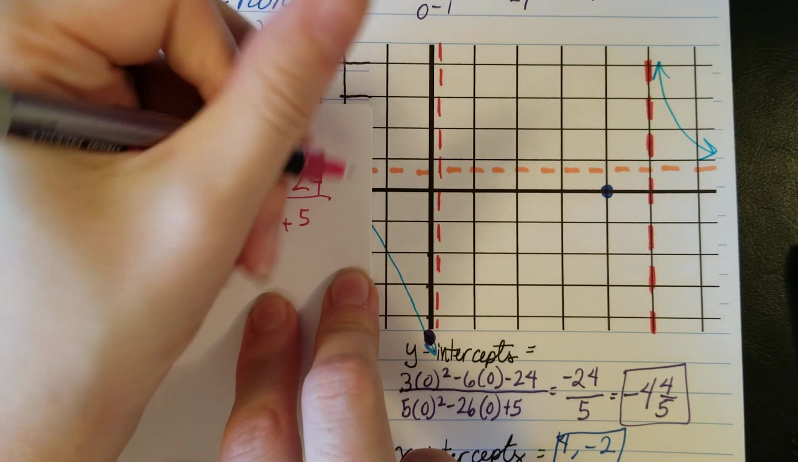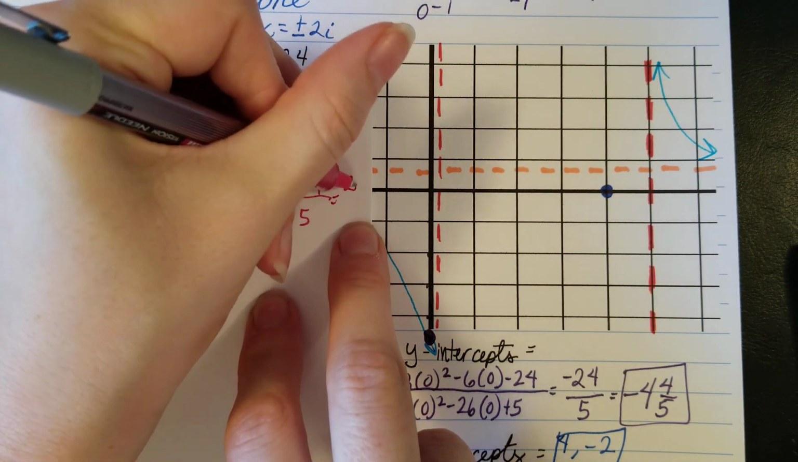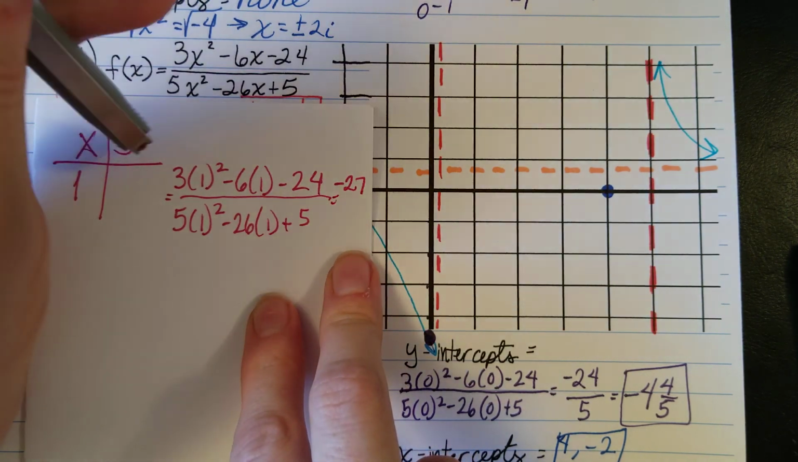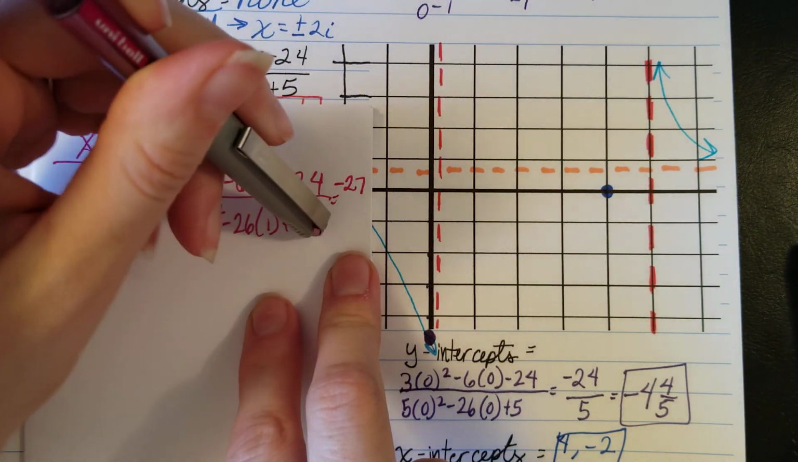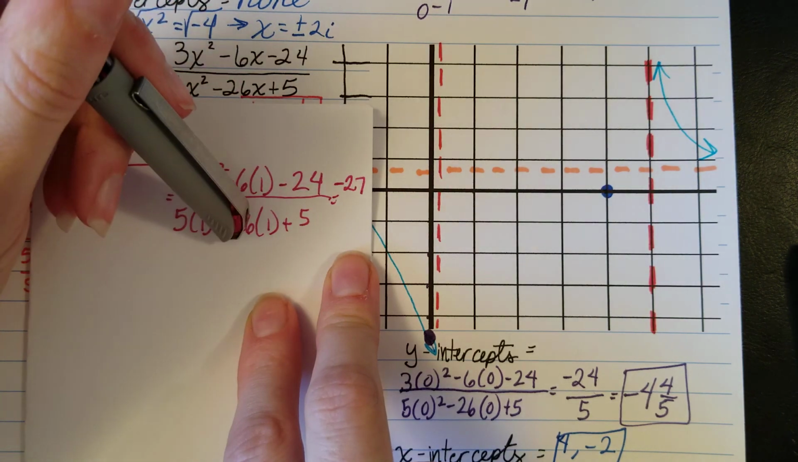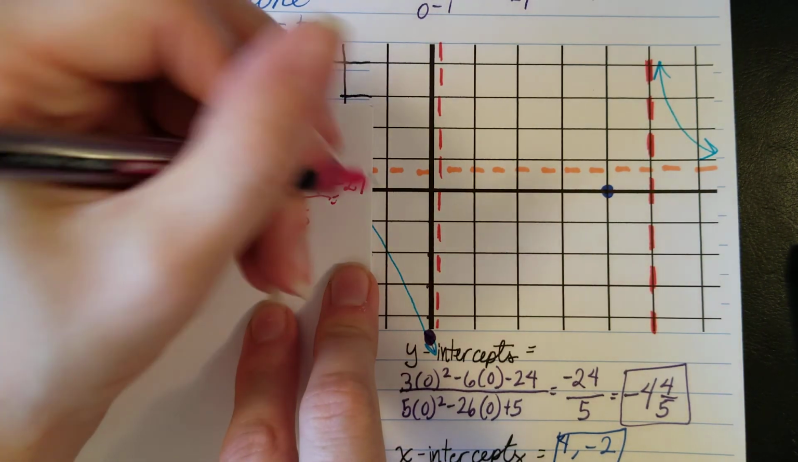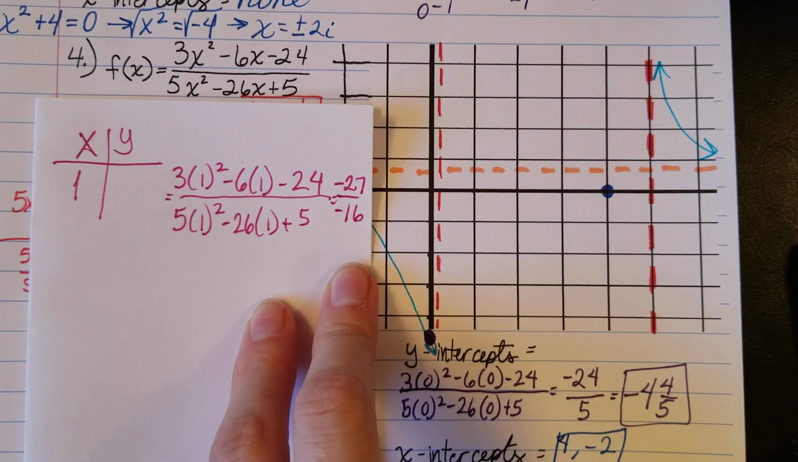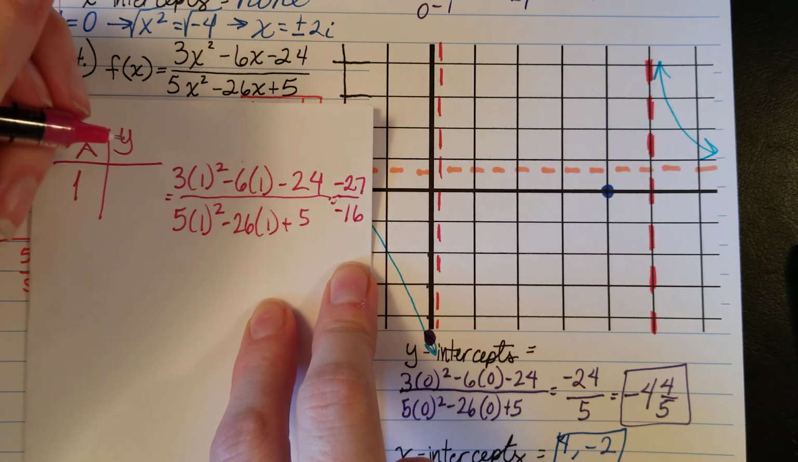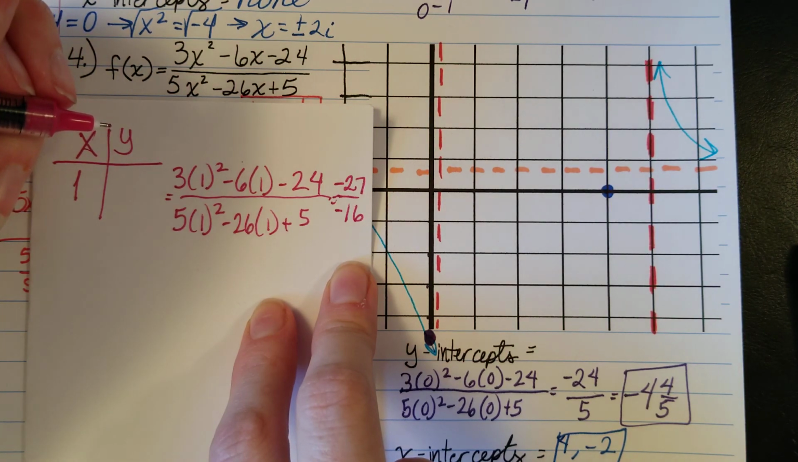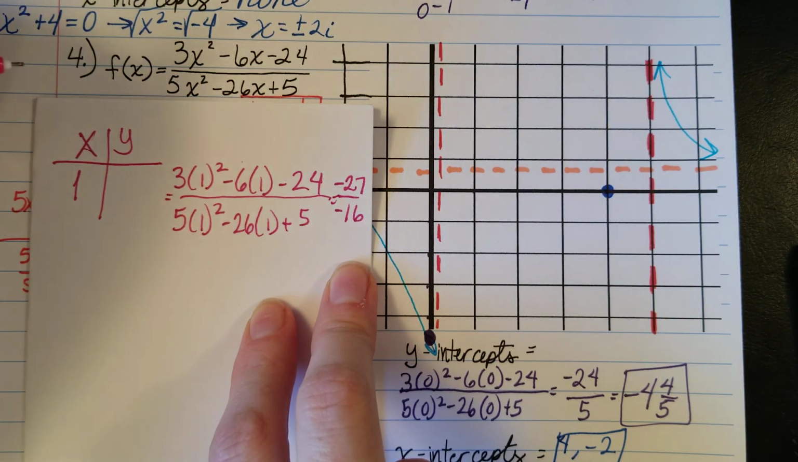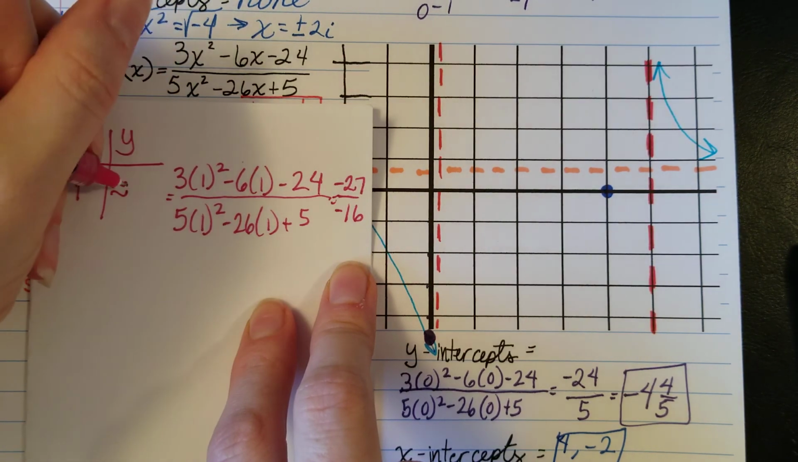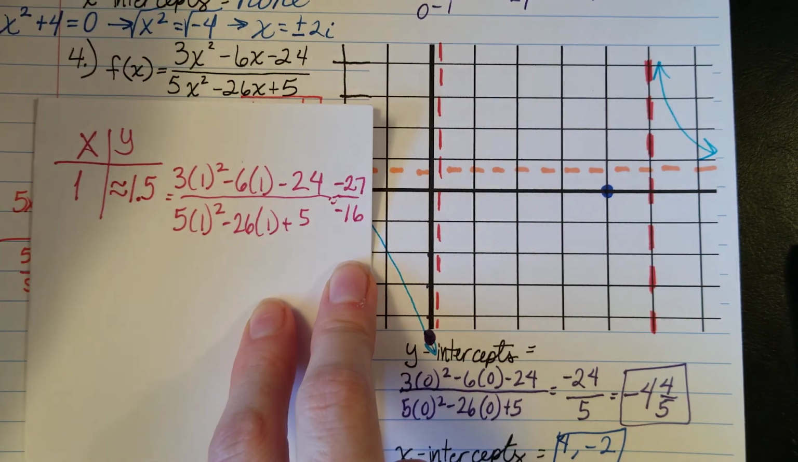Minus 24 would be negative 27. And then this would be 5, and 5 would be 10, minus 26 would be negative 16. All right, so that is going to be a positive because it's negative over a negative. So it's going to be positive, like 1.5-ish maybe. It doesn't have to be exact.